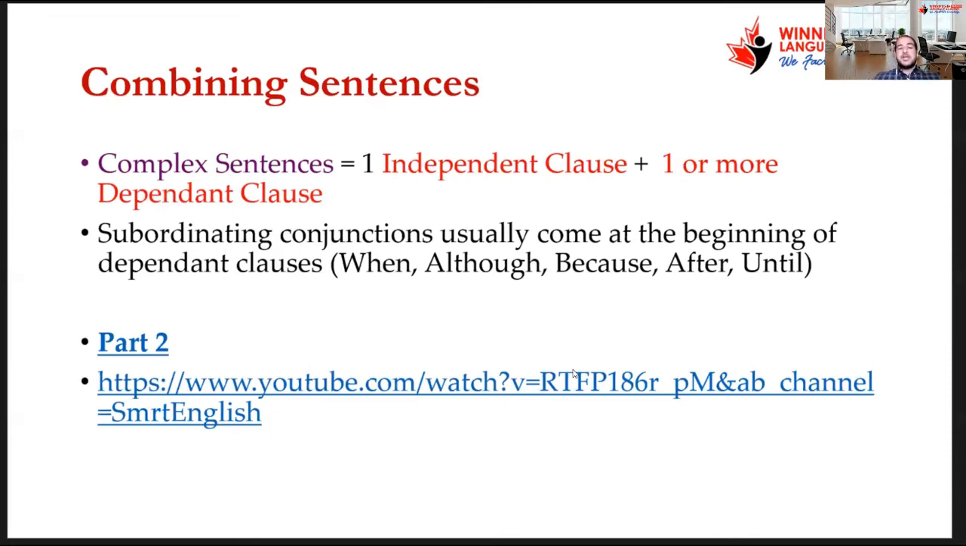So a complex sentence is made of one independent clause and one or more dependent clauses. Despite the fact that, Ahmed, yes, could you tell me how you would punctuate that? So, back to the complex sentence: it's made of one independent clause and one or more dependent clauses. A subordinating conjunction usually comes at the beginning of the dependent clause. When, although, because, after, and until.